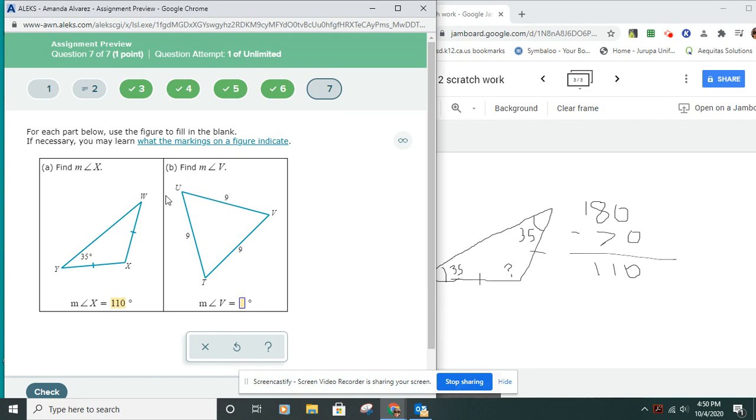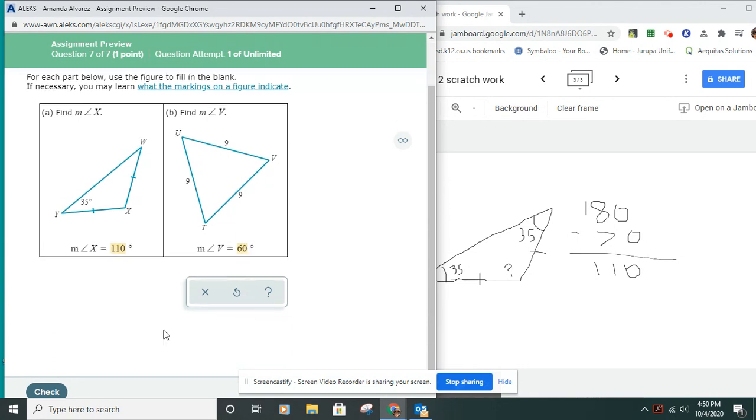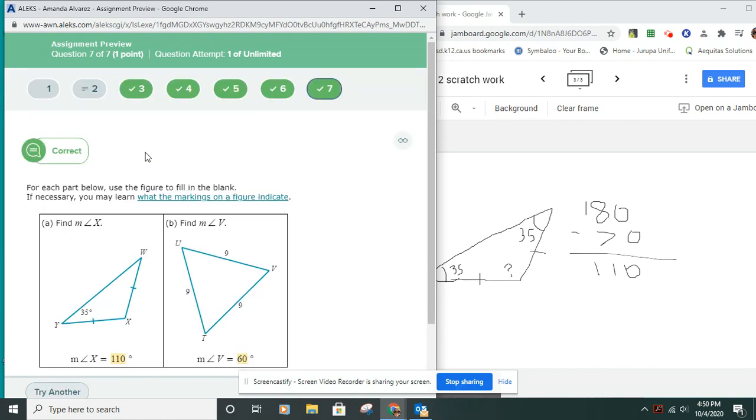And then B, it's clearly equilateral, like I was saying. It's saying find the measure of angle V. So I told you in the notes, and I told you here, like we saw in the other example, if it's equilateral, all the angles are the same, and all the angles are always 60 degrees. Check it and see if we're right. Yep.